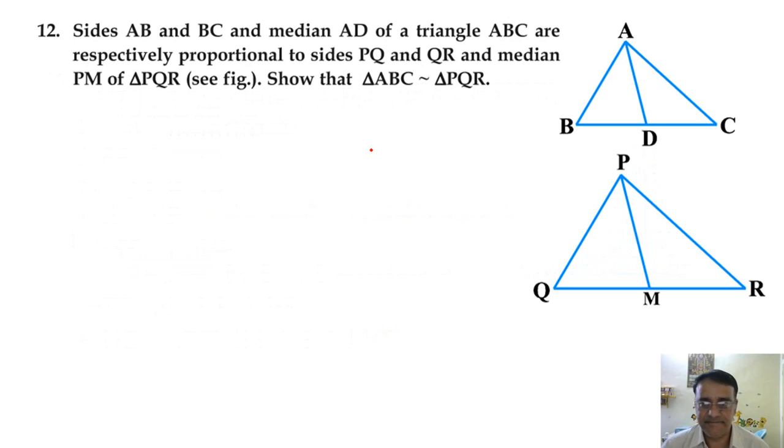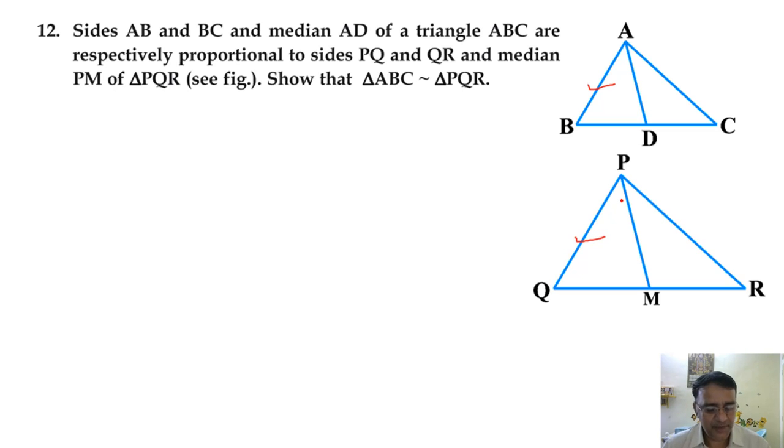Question number 12. Now this is a very good question. Sides AB and BC and median AD of triangle ABC are respectively proportional to sides PQ, QR and median PM of triangle PQR. Show that triangle ABC is similar to triangle PQR.